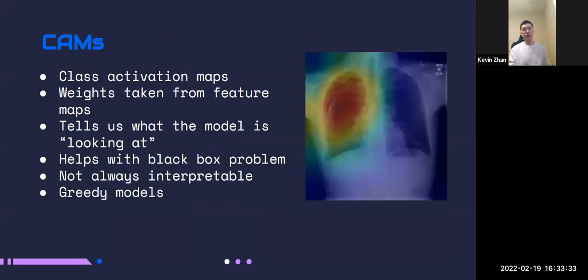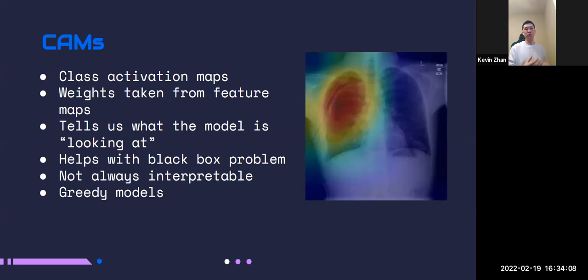Yeah, so next I'd like to continue the train of thought with black box models and interpretability. So I'll talk about CAMs right now. What are CAMs? CAMs are class activation maps. Basically, we take the weights from the feature maps before the global pooling stage, where they're all turned into the predictive outcome, like yes, this has pneumonia versus no, this has no pneumonia.